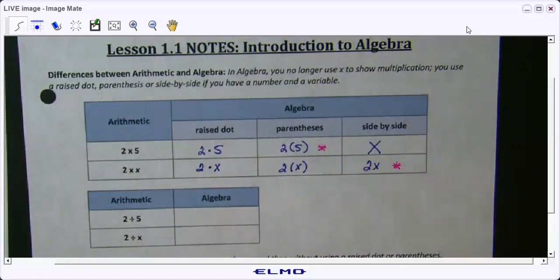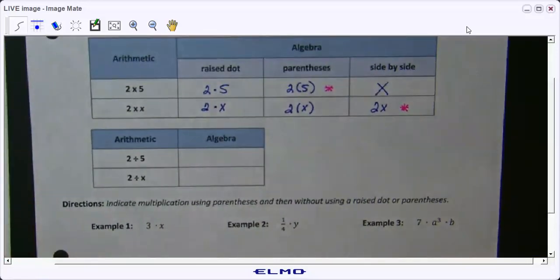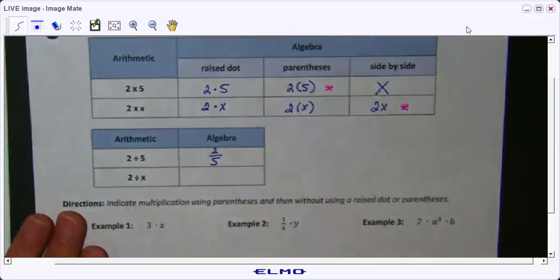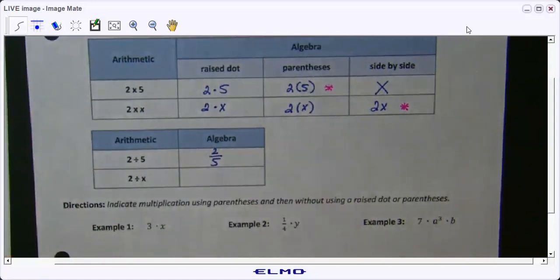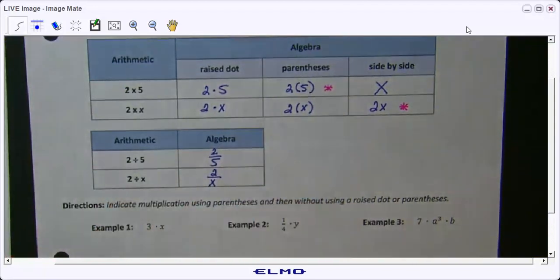All right, we're going to move on to division. In division, we no longer write the division sign. What is another way to write division? Fractions. That's right. Fractions are division. So 2 divided by 5 is the same as 2/5. So that fraction bar, you can substitute that for division, okay? And then 2 divided by x. Any questions about that so far?